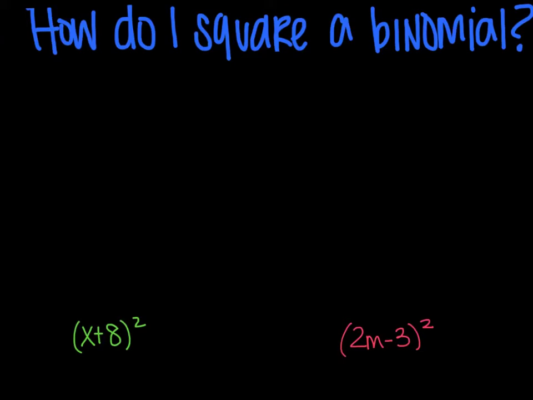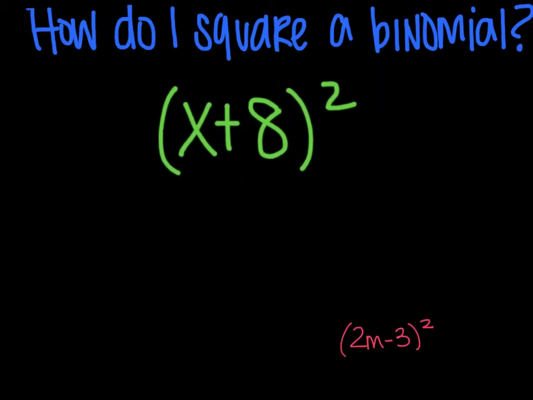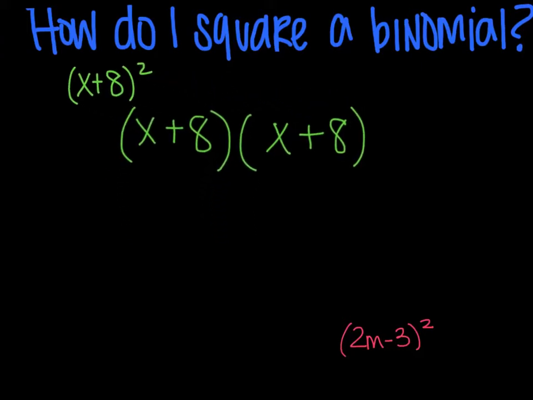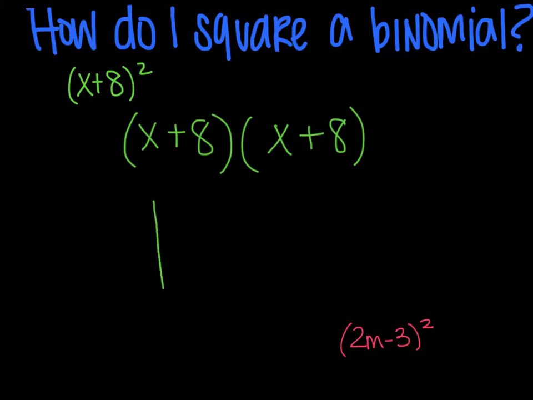I have two example questions here for you, and I will show you two different methods for solving these. First one, we have x plus 8 all raised to the second power. So when we're solving this problem, what we can do is recognize that is x plus 8 times x plus 8, because that's what the squared means. And then you're just going to go into your normal mode of either distributing or the box method. So this time I'll show you the box method.